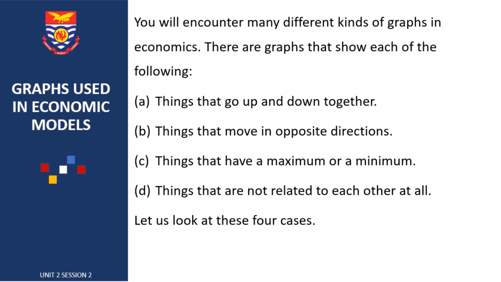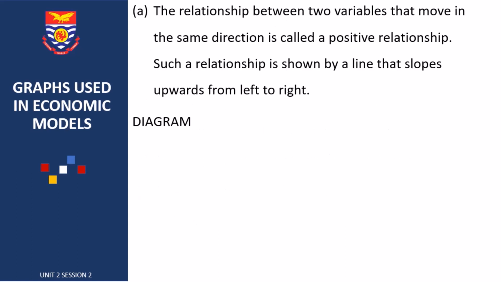And things that move in opposite directions. And the others that have a maximum or minimum, let's say a turning curve, something like that. And we also have things that are not related to each other at all. They are not related at all. So we are going to look at each of these four cases respectively. We will start with the first one, things that go up and down together.